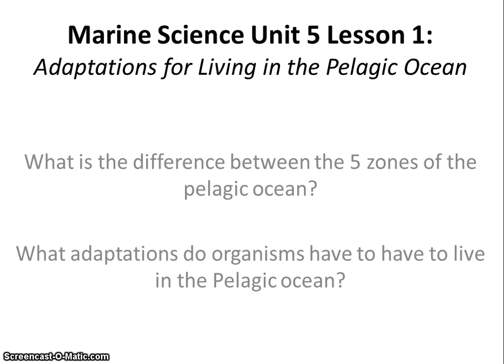But now we're going to talk about the stuff that swims through the ocean. And the first lesson is going to be pretty basic. It's just going to talk about the 5 zones of the pelagic ocean. It wouldn't be marine science if we didn't describe zones before we actually started talking about organisms that live inside of them. And then we're going to talk about the general adaptations that all organisms in the ocean have to have in order to live in those zones. So let's begin.